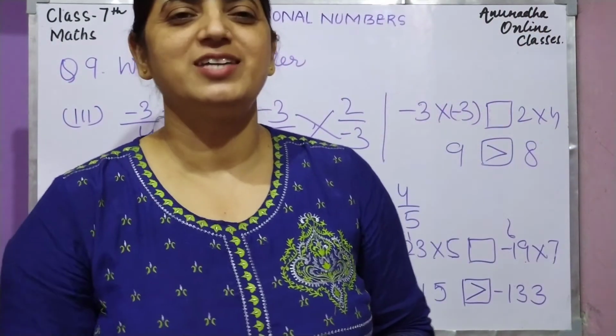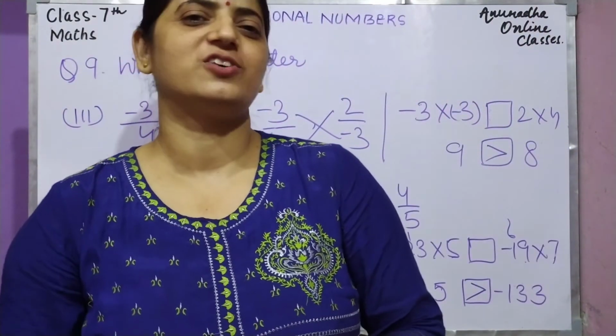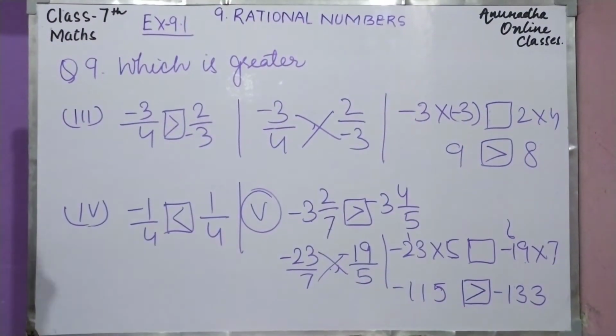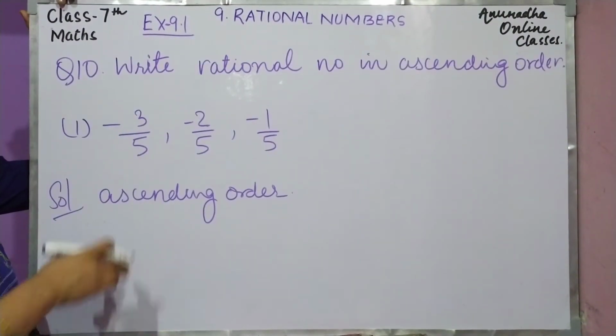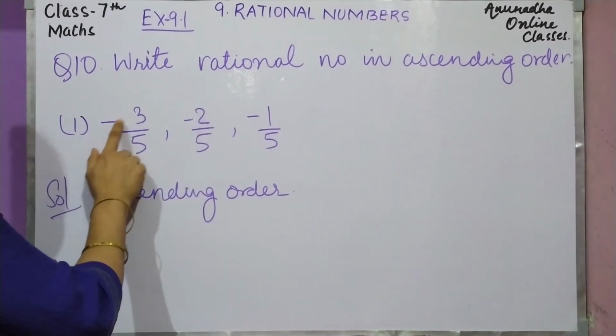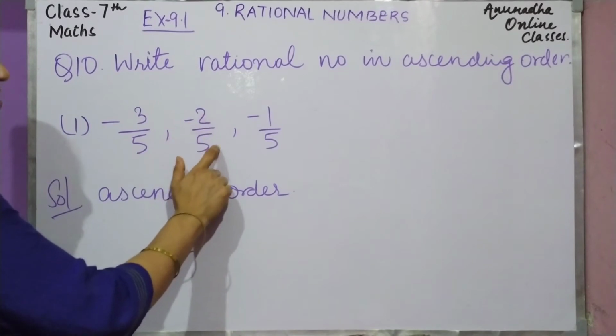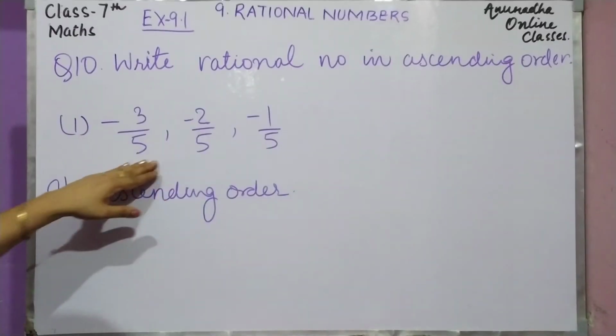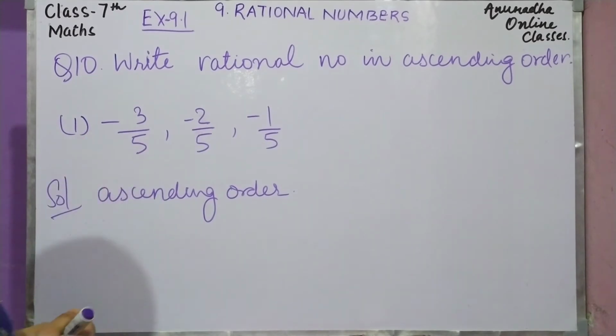Let's come to the 10th question and the last question of this exercise. Okay, let's do it. See children, here is your question number 10. Write rational number in ascending order. This is minus 3 by 5, minus 2 by 5, minus 1 by 5. Okay, so as the denominators are same, there will be no problem.